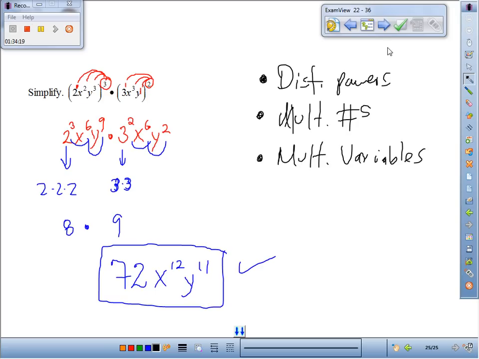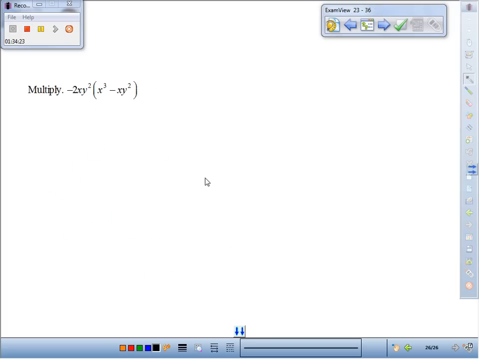Number 23, Michael Jordan. That's right. 23. Here we go. It says multiply. Everybody look up, please. Does everybody see that there is no exponent here, but there is a monomial in front of this? That means we are going to distribute this whole thing for each term. For each term. So here we go. Negative 2xy squared times x cubed.